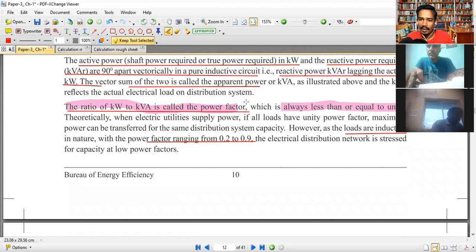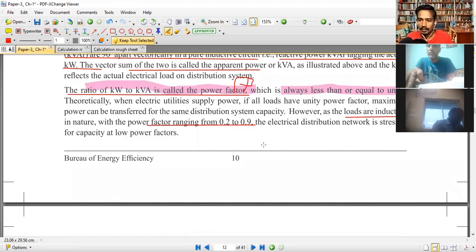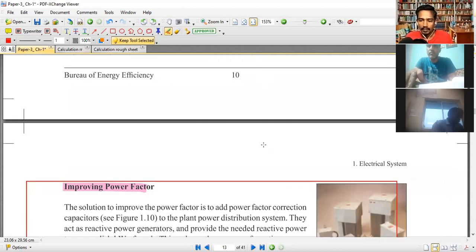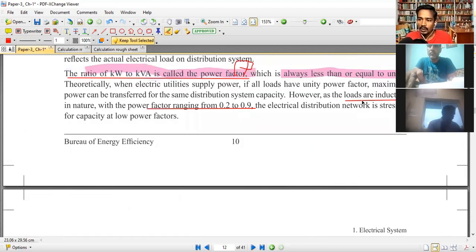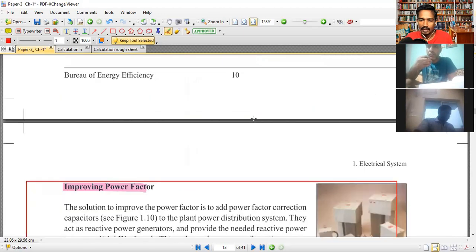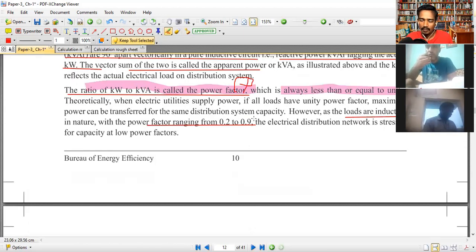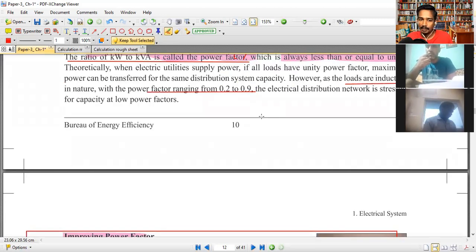Very important is the power factor. What is the power factor? The ratio of kilowatt to kVA is called power factor. It is always less than 1 or equal to 1, unity. Loads are inductive in nature with power factor ranging from 0.2 to 0.9. In industry they mostly use inductive loads, so the power factor range is 0.2 to 0.9. Then they need to improve it by adding a capacitor bank.